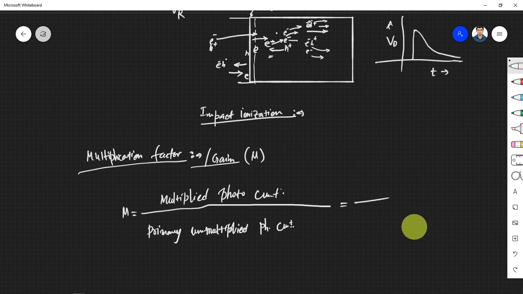It is written as IPH over IPH0. The 0 means it's the unmultiplied one, at very low field. So the value is around 1000 for a regular APD we use. Sometimes it even goes to 10k. So 1000 to 10k is the amount of gain or multiplication factor within the device itself.